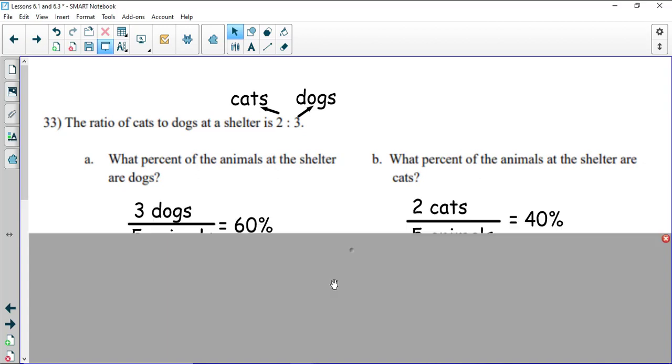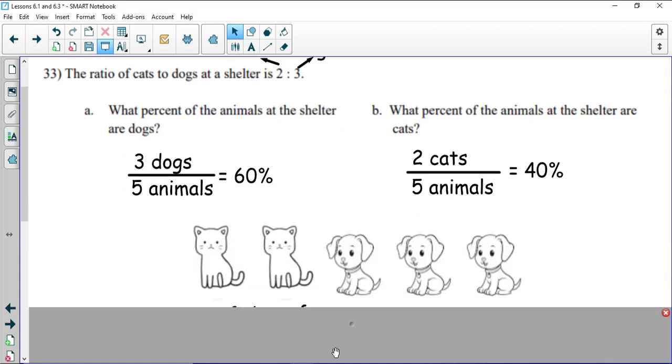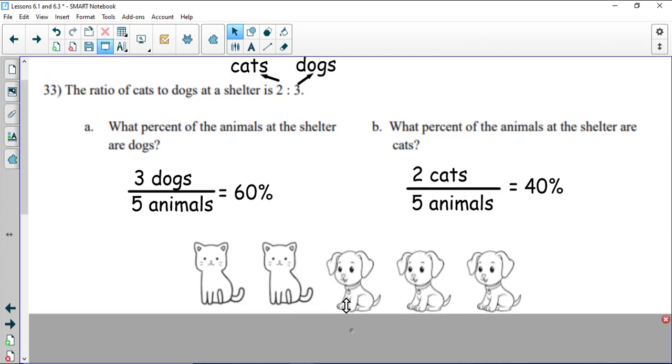In your notes, I put a visual. So I'm going to slide this down here and you can see the visual that we have here. For every 2 cats, we have 3 dogs. Often when students are asked questions related to this, they'll say, oh, 2/3 is 66.6 repeating percent. So either the percentage of cats is 66.6 repeating percent or the percentage of dogs is that. And that is not true.